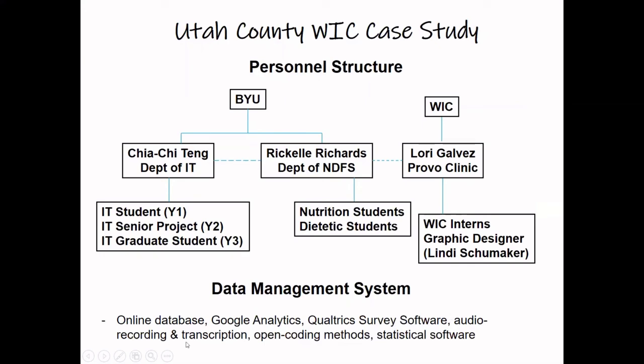We also did audio recording and transcription for the focus groups that we did. And then open coding methods are ways that we would manage the data, and also using software for both qualitative and quantitative statistical analysis. So these are the kinds of things you want to set up ahead of time. You want to know who's going to have what responsibility and what your overall structure looks like. Who are your human resources? And then thinking about how you're collecting data, how are you going to manage that data collection in an organized way so that you can then analyze the findings once you've collected the data.